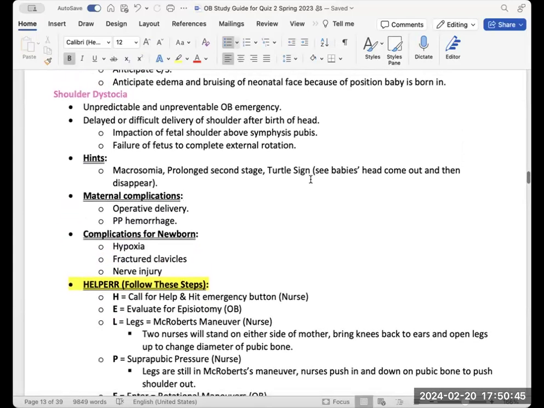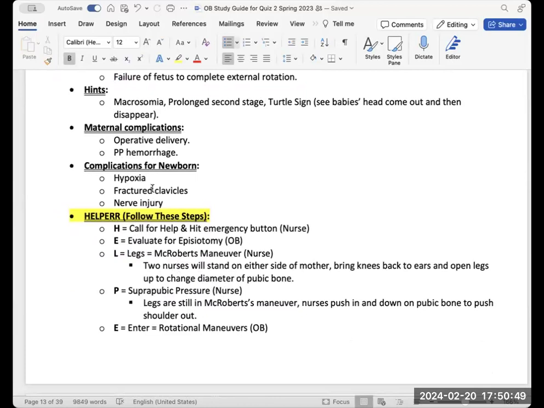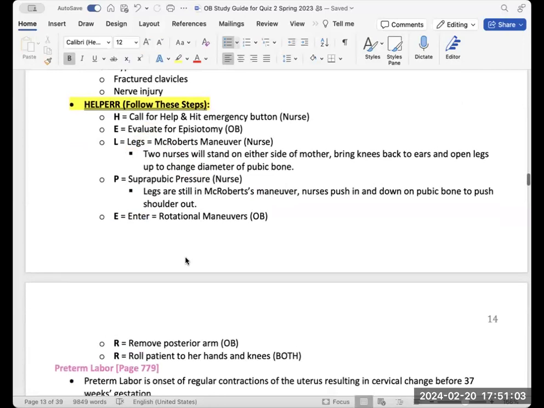This can cause postpartum hemorrhage and cause an operative delivery, okay? Now, complications of this position, because the shoulder stuff can cause hypoxia, fractured clavicles, right? Because the pressure of mom trying to push this baby out is getting resistance because the shoulder is stuck, and nerve injury.